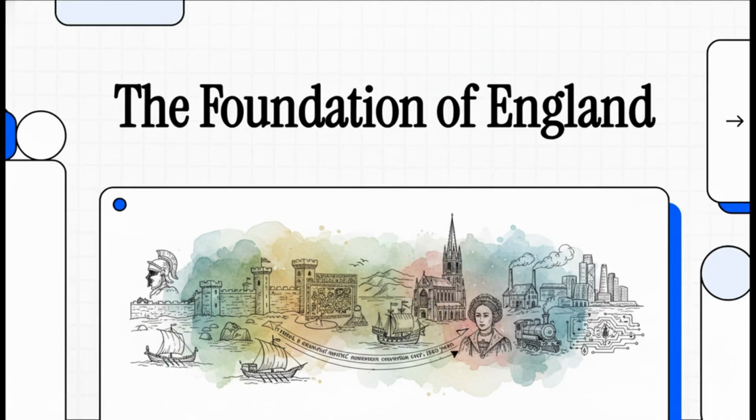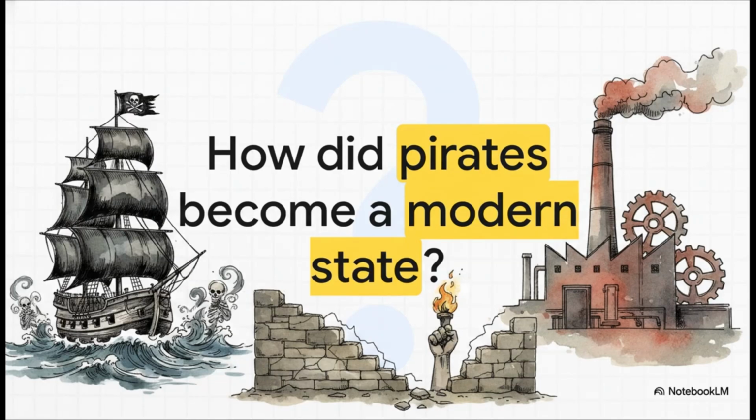Welcome to This Explainer. I'm genuinely so excited to be guiding you through today's topic because honestly, we're looking at a story of just astonishing, continuous reinvention. Today, we're diving into the very foundation of England, tracing the absolute metamorphosis of a nation across a massive 1,500-year timeline. So, here's the big question. How on earth did a fractured island of pirate mercenaries actually transform into the modern state we know today?